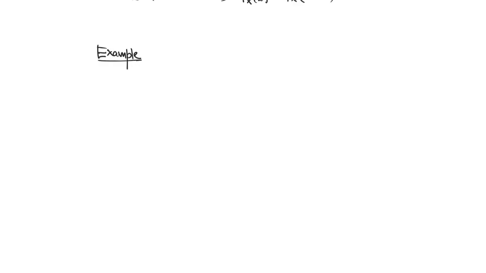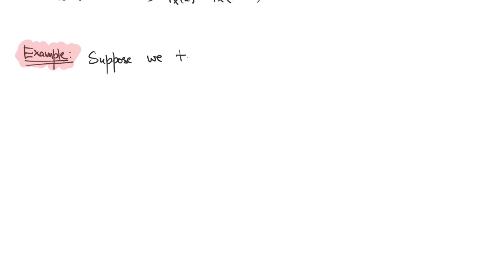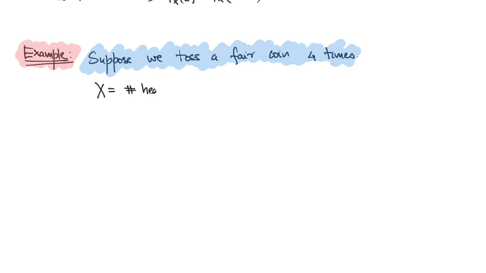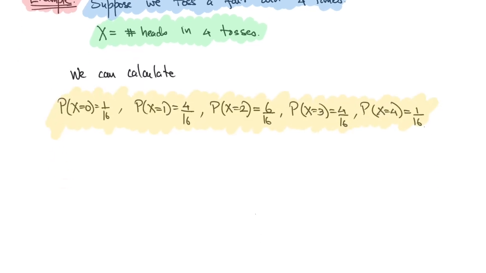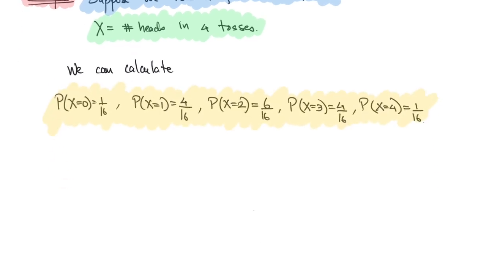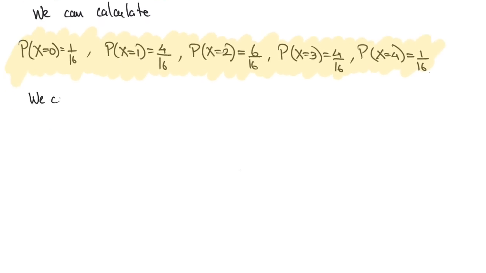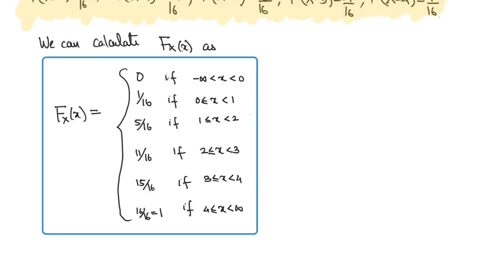Let's work out an example. Suppose we toss a coin 4 times and we set the random variable X to count the number of heads in 4 tosses. We can then calculate the probabilities of the simple events in script X, which are going to be calculated as 1/16, 4/16, 6/16, 4/16, and 1/16 for each of the simple outcomes respectively. And we can use this information to calculate the cumulative distribution function F_X(x) using the definition defined above.